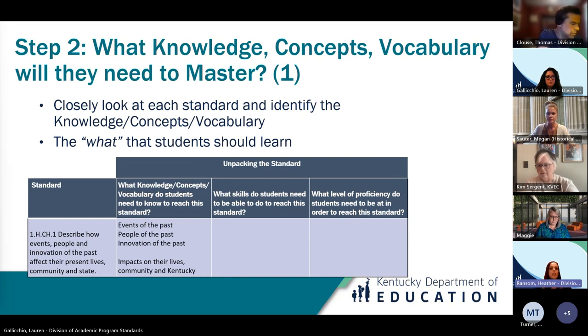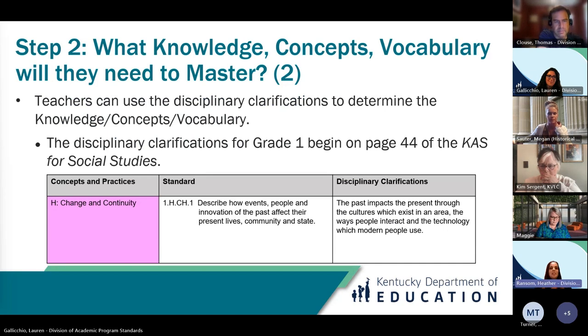What do they need to know? And so some of the things here that you can pull from that standard: events of the past, people of the past, innovation of the past, impacts on their lives, community in Kentucky. So to get a little bit more information and be able to add a little bit more to that, we can look at that disciplinary clarification, which you can see here. So the past impacts the present through the cultures which exist in an area, the ways people interact, and the technology which modern people use.